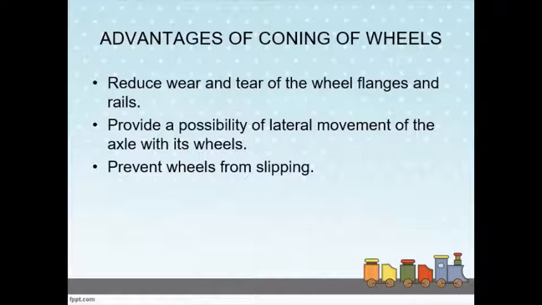So now we will discuss the advantages of conical wheels. As discussed in the previous slides, it is clear that it reduces wear and tear of the wheel flanges and the rails. It also provides a possibility of lateral movement of the axle with its wheels. It prevents the wheel from slipping. So, in a nutshell, it is very important that we provide the shape of the wheels as a conical shape.